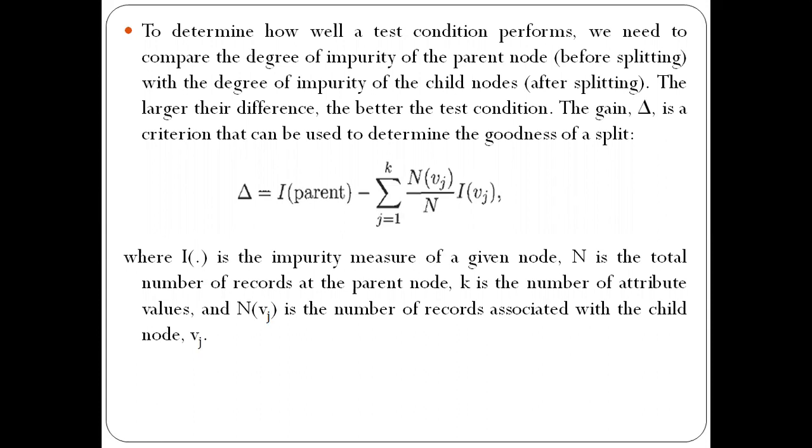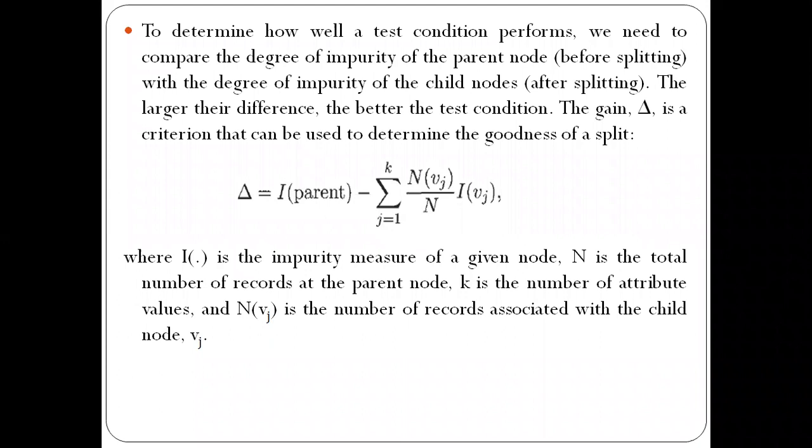So in order to decide that, we need to compare the degree of impurity of the parent node with the degree of impurity of the child node. So if this difference, that is the difference between the degree of impurity of the parent node and the child node, is larger, then it will be considered a better test condition.